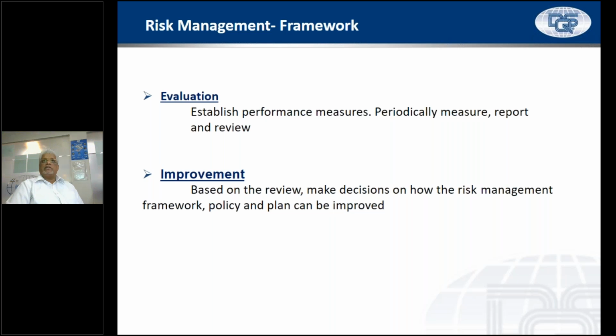Last but not least, the last phase is called the improvement phase. Based on the results of the review, decisions can be taken on how to minimize the risk and ensure that the risk management framework, policy and plan can be further improved. As we understand, this improvement is an ongoing process. That's why we also use the term continual improvement, which we saw in the principles part.